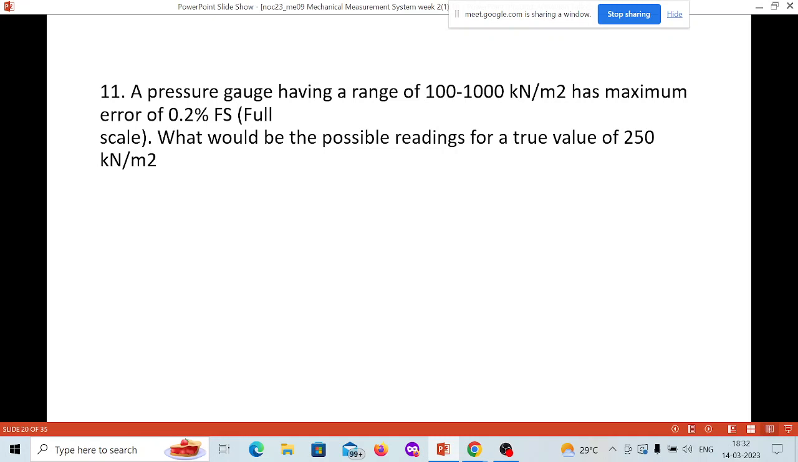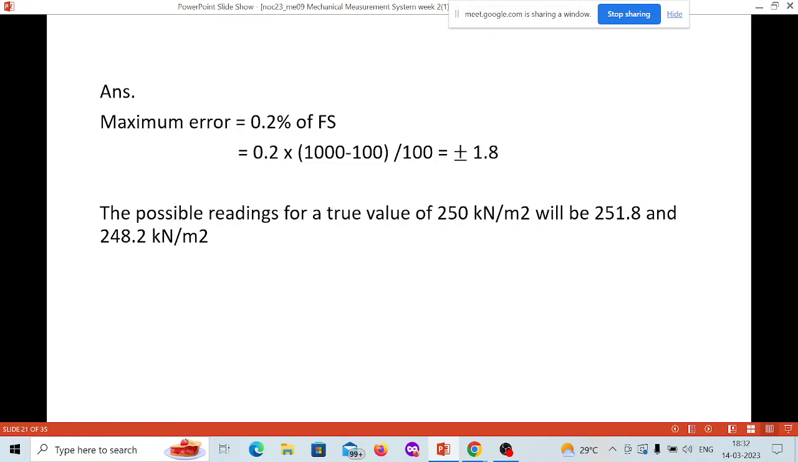This is the scale, and the gauge has a maximum error of 0.2% of full scale reading. So the error will remain the same throughout the readings, as it is at full scale. If it were at true value, you would use the indicated value to calculate the readings. We have been asked what would be the possible readings for a true value of 250 kilonewton per meter square. As the maximum error is for full scale, it will remain 0.2% throughout the reading.